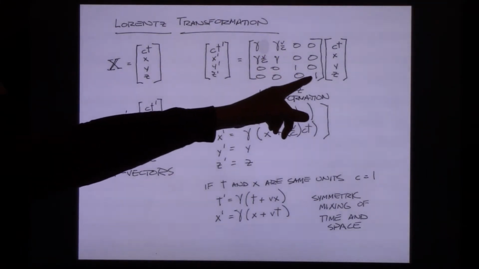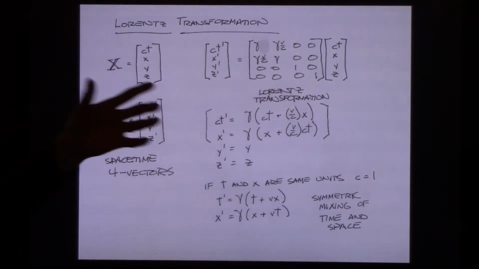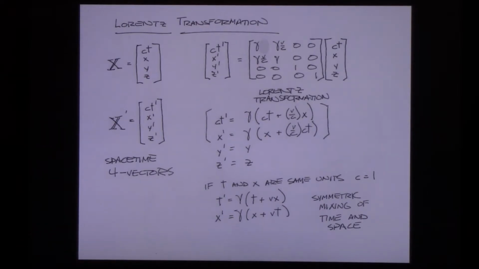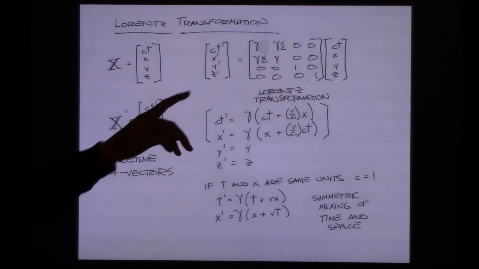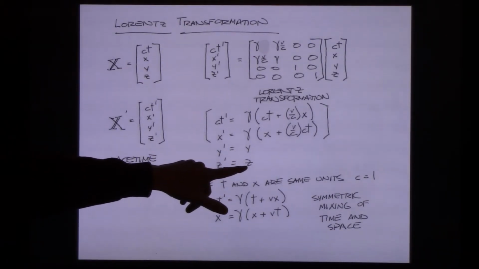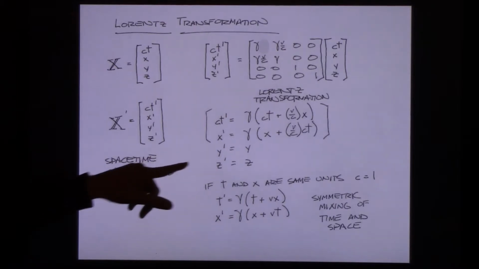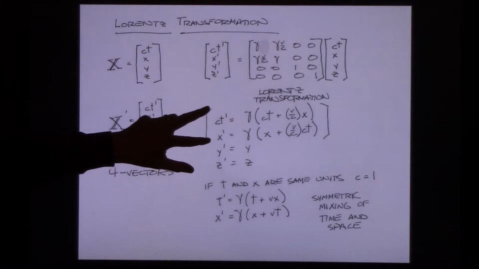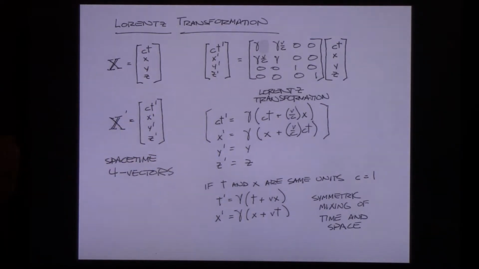Notice along the diagonal, for the y and the z, we just have ones. That's because the length contraction and time dilation effects that we have, in the formulas we've been using, are only related to the direction of motion along the x-axis. So y and z are not involved in this. A length measurement in the y and z directions will be the same in either reference frame, but measurements of time and measurements of distances in the x direction will be different.